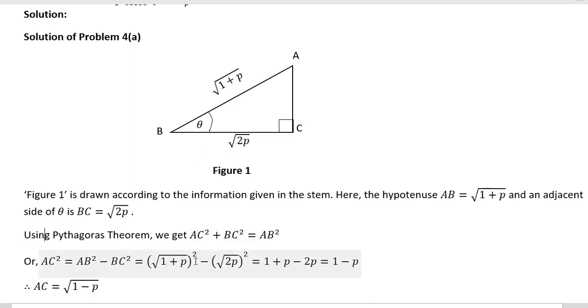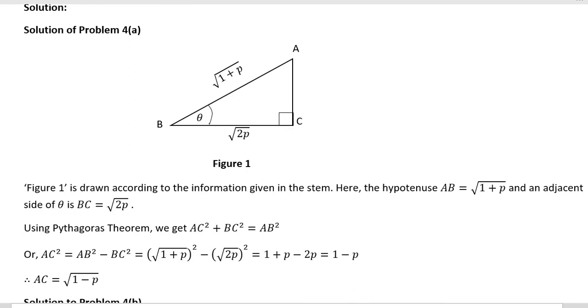So root over 1 plus P whole square minus root over 2P whole square, we will get 1 plus P minus 2P, and then 1 minus P. Therefore AC square is equal to 1 minus P. Therefore AC equal to root over 1 minus P. This is our answer. We were to find out the length of AC, and we have found that AC equal to root over 1 minus P. So this is our answer.